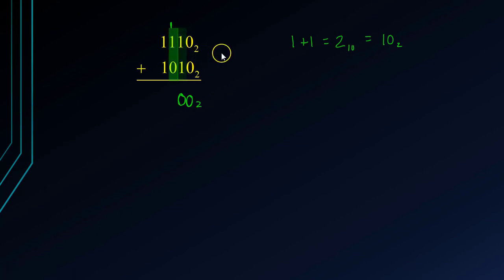And so now I move over to the next one. 1 plus 1 plus 0 gives me another 2, because 1 plus 1 is 2, and 2 in base 10 is still 10 in binary, so write the 0, carry the 1. And here I have 1 plus 1 plus 1, which is 3 in base 10, and that would equate to 11 in base 2, so I would write the 11. So 1, 1, 0, 0, 0 in base 2 is what this would be.